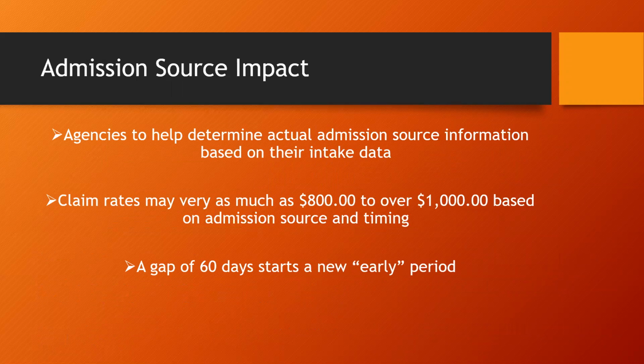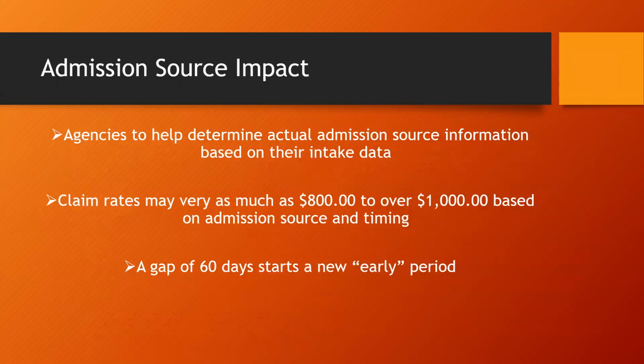As for the impact of the admission source, we're going to have those agencies help us determine the actual admission source information. They may have better intake data than what we're going to see. So they're going to help us with whether it's early or late, or community or not. Just to be aware, claim rates can vary by as much as $800 to over $1,000 per claim based on the admission source and the timing.